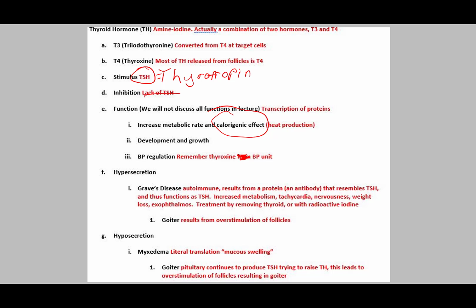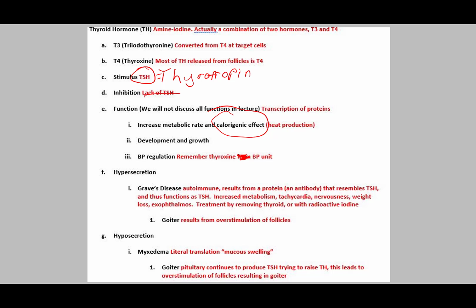So what if we have too much thyroid hormone? Or what if we don't have enough thyroid hormone? Let's talk about hypersecretion and hyposecretion. Hypersecretion is generally just called hyperthyroidism, but there are different types of hyperthyroidism. Hyposecretion is generally called hypothyroidism, but there are different types of hypothyroidism. So we're just going to talk about a couple of types.